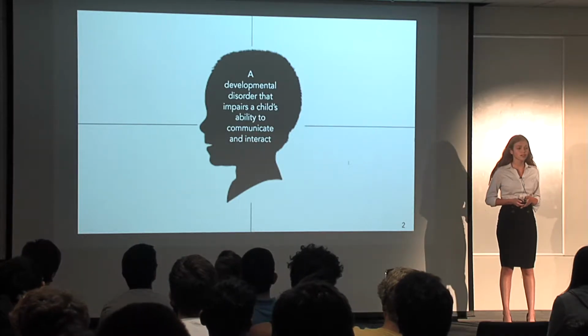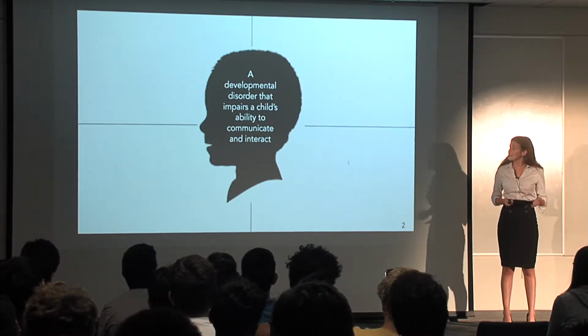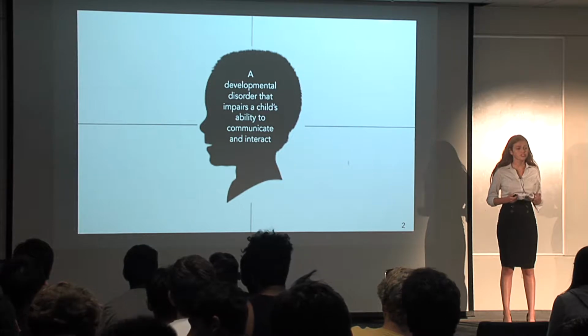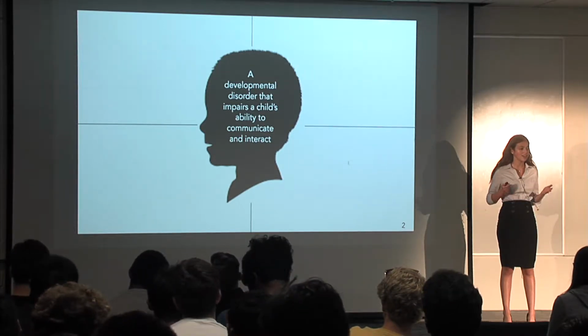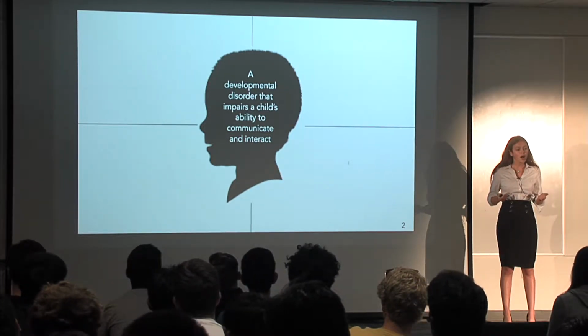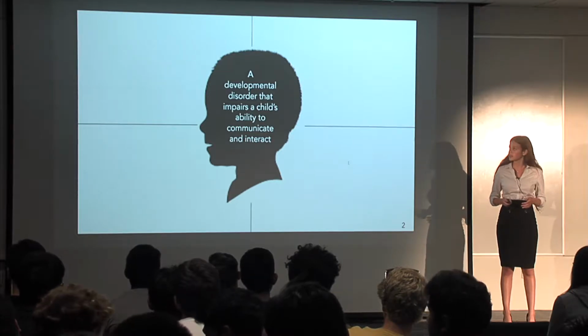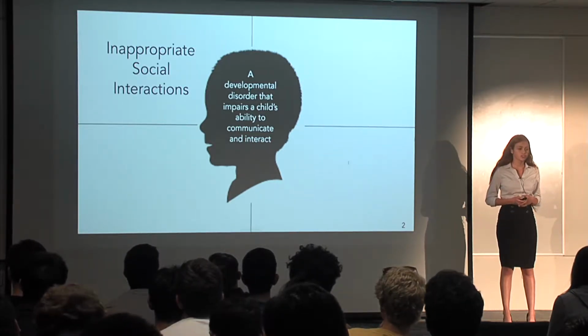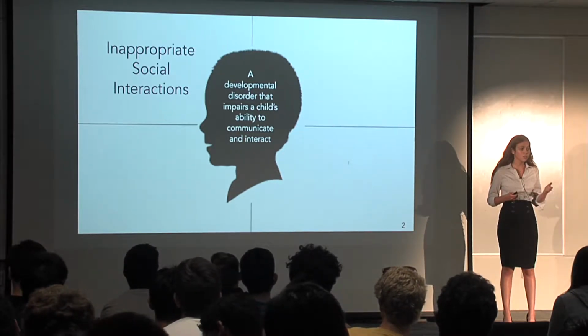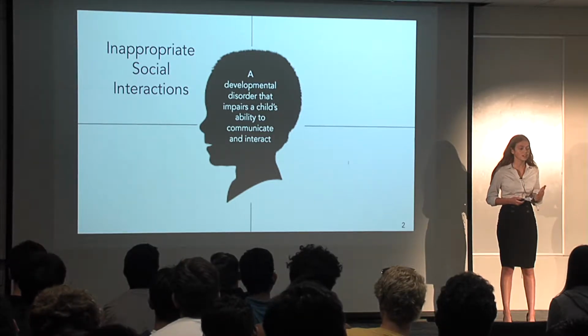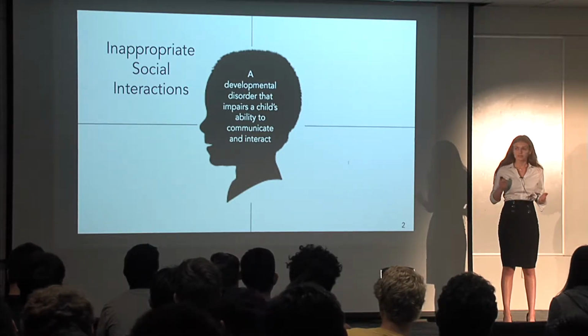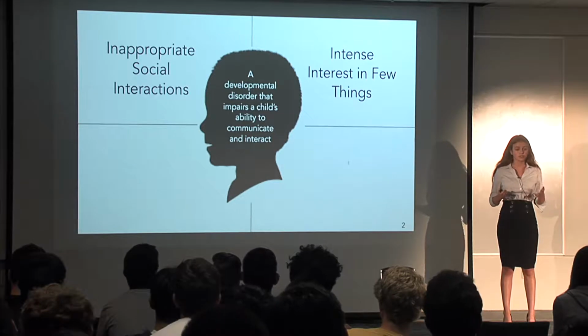Autism spectrum disorder, commonly known as ASD, is a developmental disorder that impairs a child's ability to communicate and interact. Some common symptoms of autism spectrum disorder include inappropriate social interactions, which includes poor eye contact and perseverating on a certain topic. Other symptoms include interest in a few things.